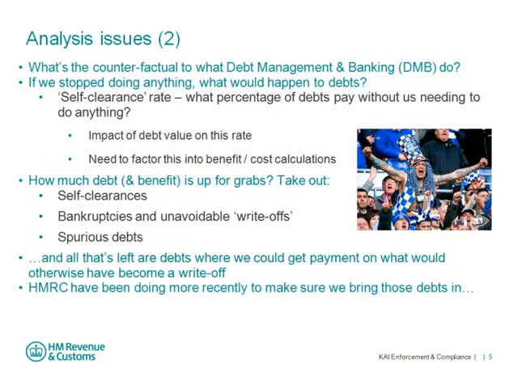Another issue, what's the counterfactual to what DMB, which is Debt Management and Banking, who we do analysis to support, actually do? If they stop doing anything, what would happen to debts? And this is where a concept of self-clearance rate comes in. This is essentially what percentage of debts would actually pay without us needing to do anything at all.